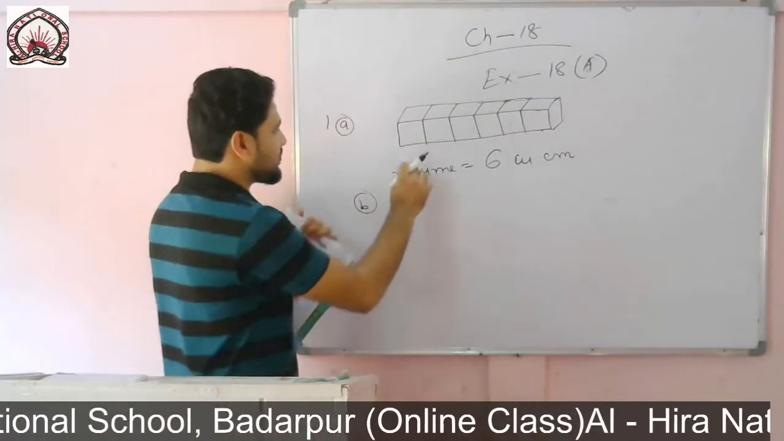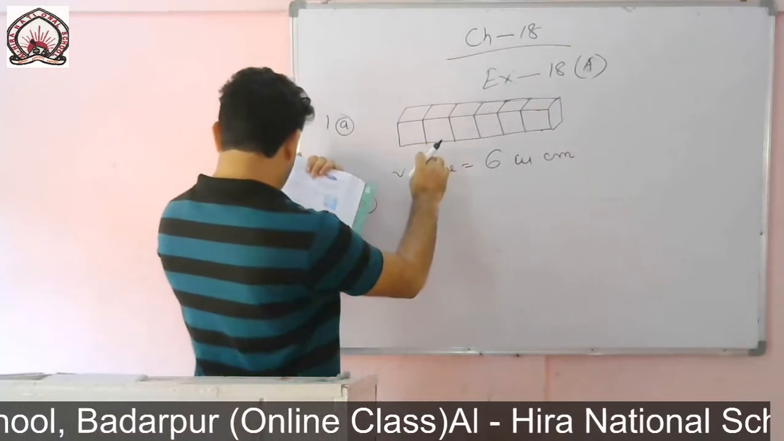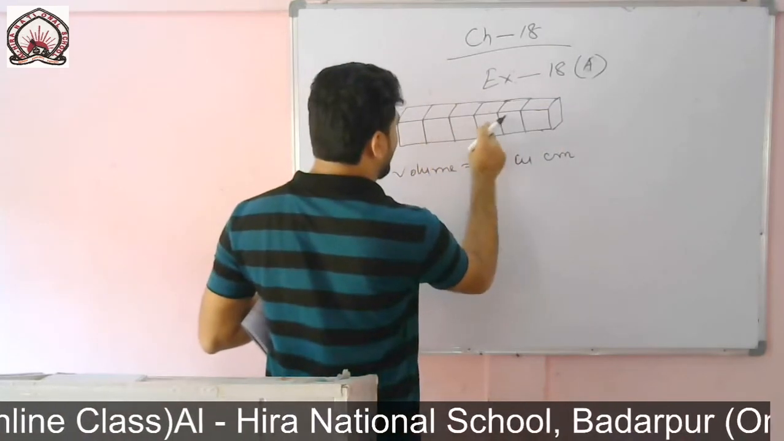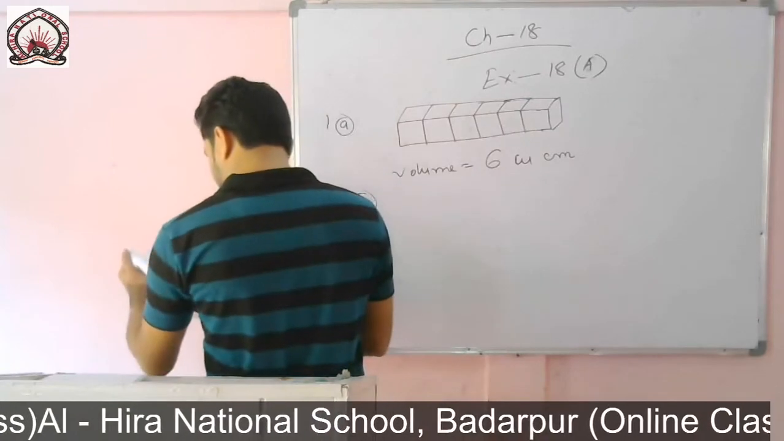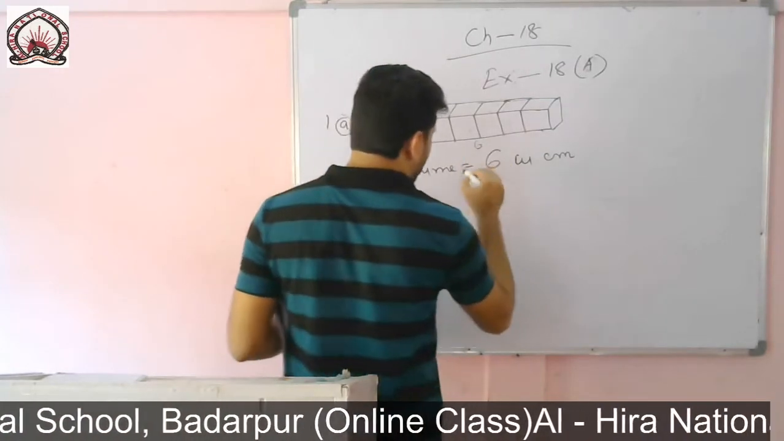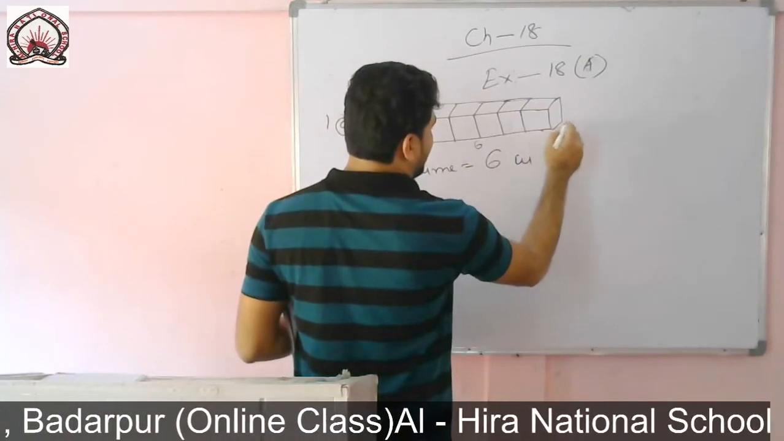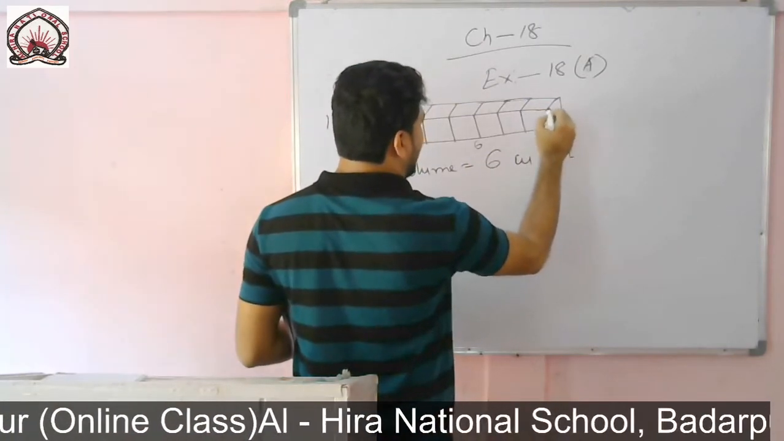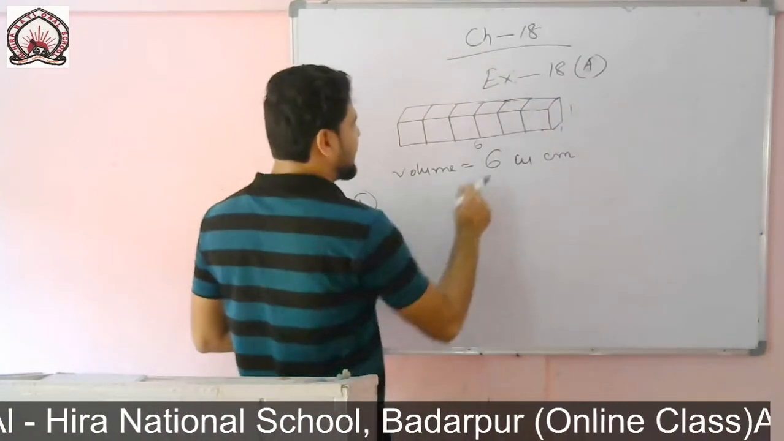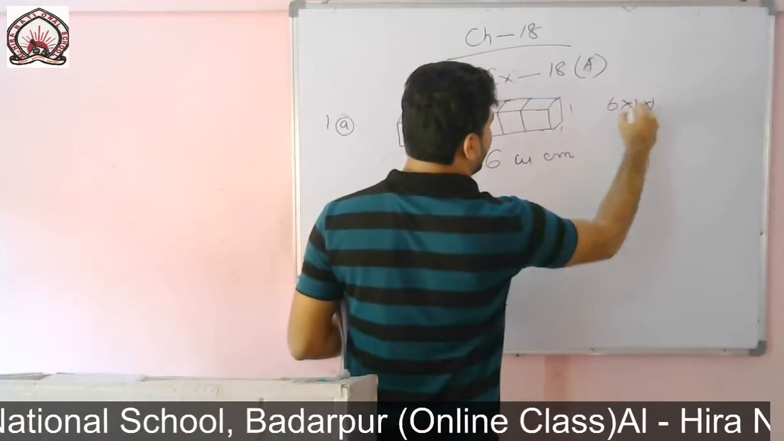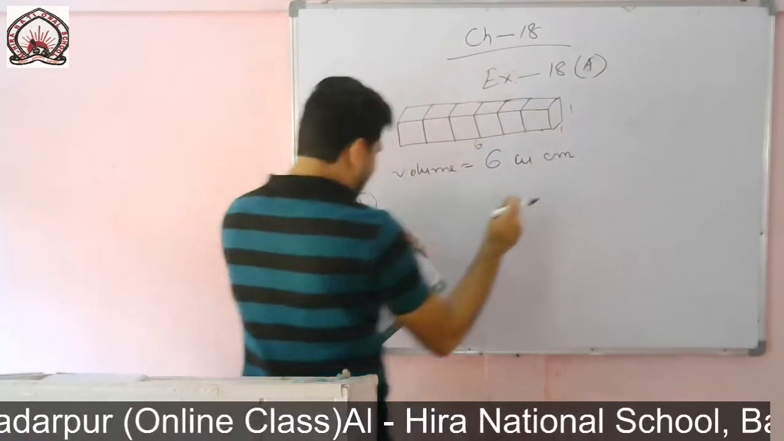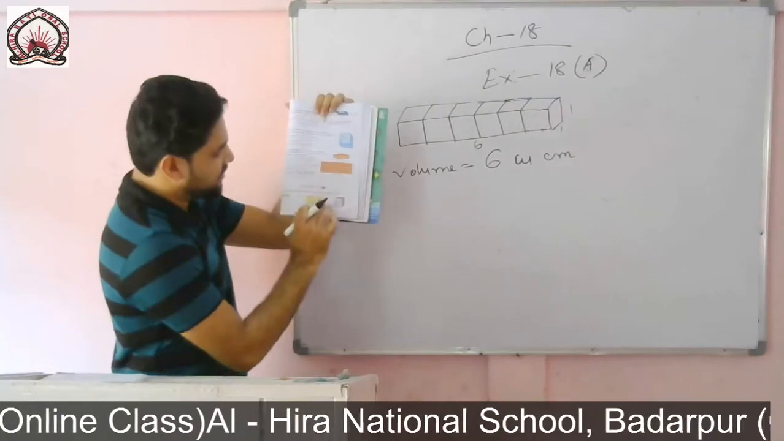You see, suppose the length of this, 1 2 3 4 5 6, so you can write here 6. Breadth only 1, so 1, and height you see 1, again height 1, so you can write 6 into 1 into 1, so you can write 6. Like this you can take the help of length, breadth and height in this question.